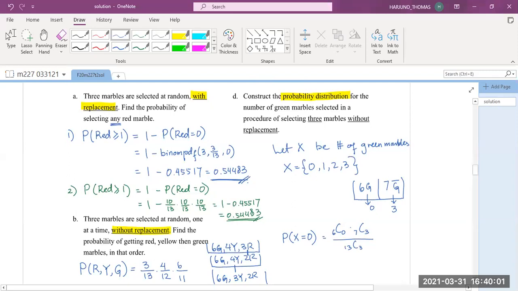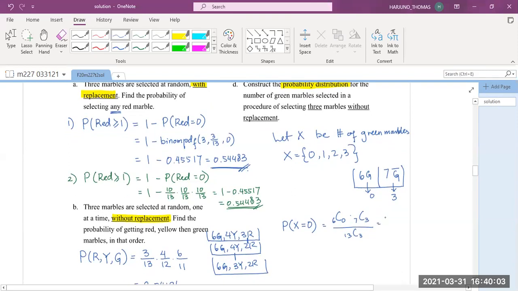Okay, now then we use calculator to compute this. 6 choose 0 is 1, 7 choose 3 is 35, and 13 choose 3, I don't know. 143, 286. Let me check.